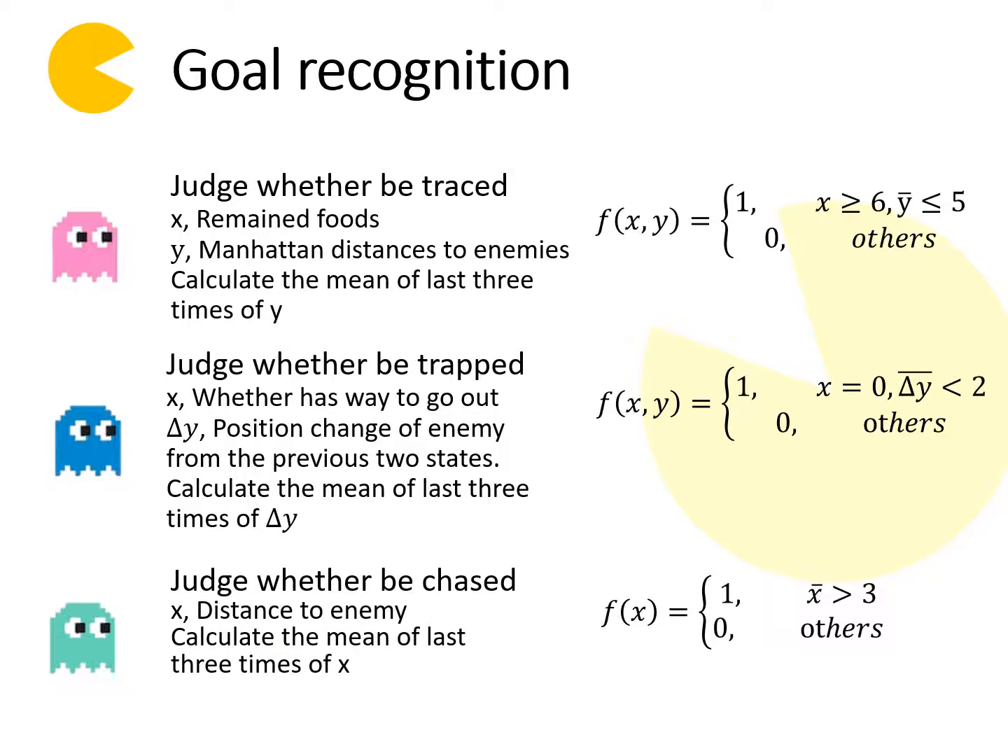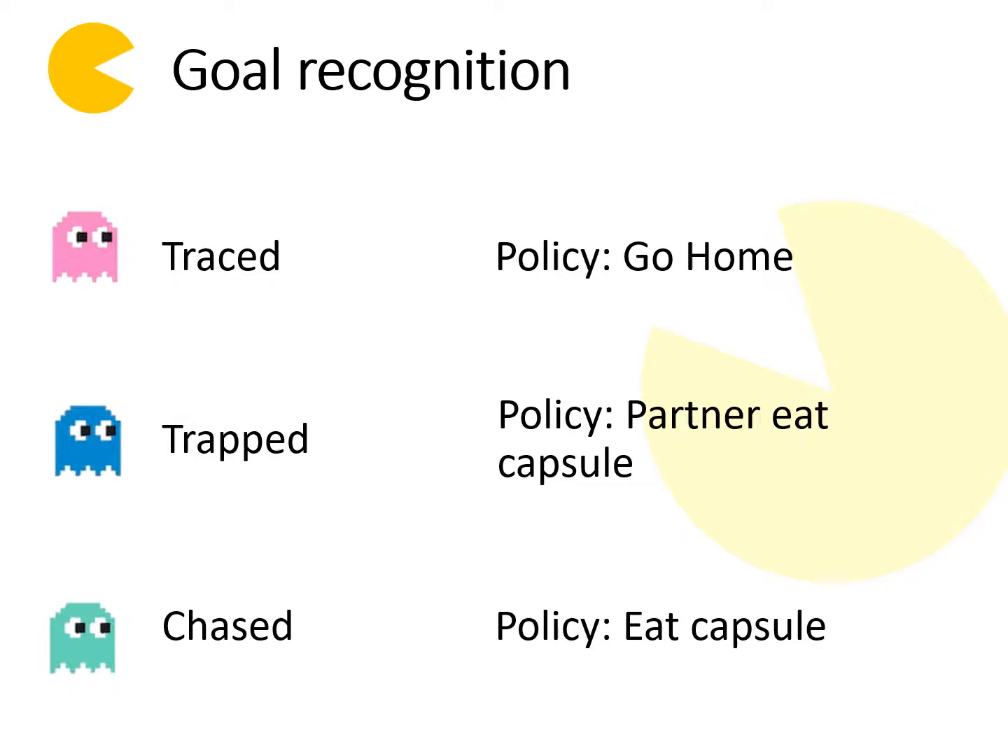The offensive agent used goal recognition. It identifies the intent of the other party and executes the targeting strategy. Here, we use functions that produce bitmaps to determine its goal, whether it is traced, trapped, or chased, based on the input X and Y. Then the agent will adopt a different policy based on its current situation.